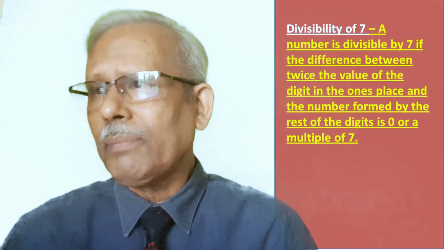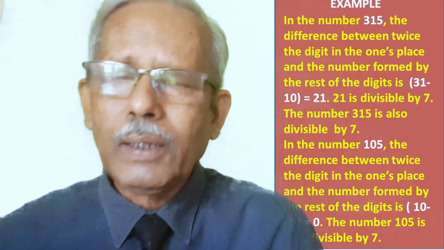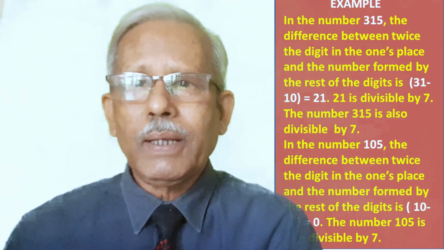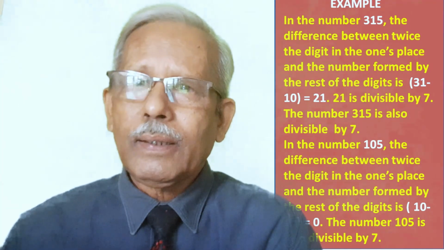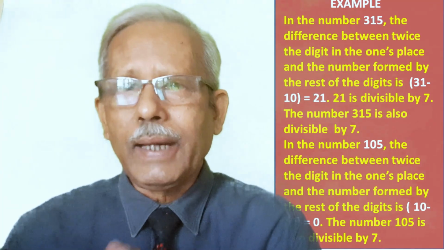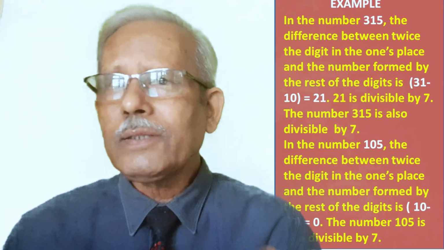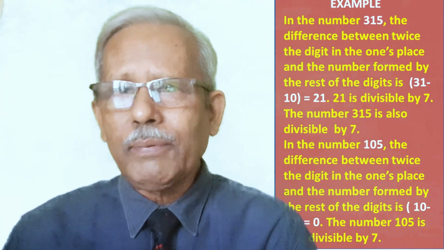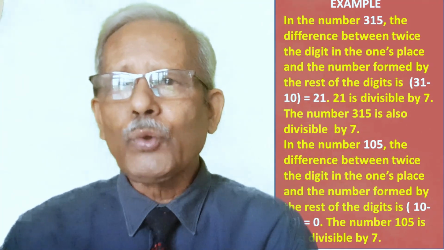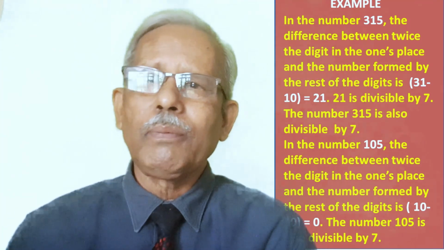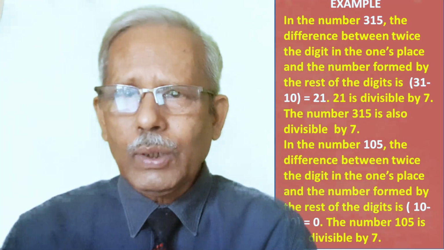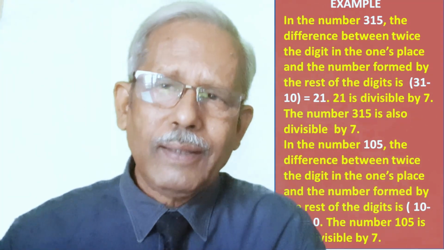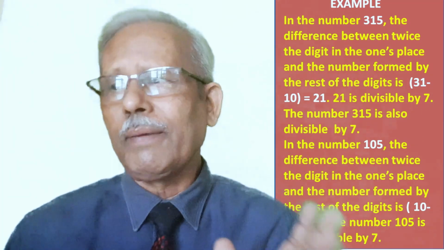Let us see, for example, the number 315. Here the digit in the ones place is 5. We'll double this 5, which is 10, and the remaining number is 31. 31 is left. So 31 minus 5 into 2, 10, it becomes 21. 21 is divisible by 7, therefore the total number 315 is also divisible by 7, and we indeed see that 315 is divisible by 7.